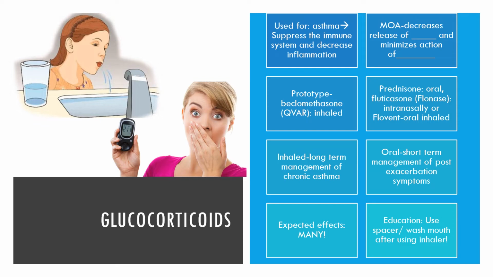So who do we use them on? Asthma will suppress the immune system and decrease inflammation. The mechanism of action is it prevents the release of leukotrienes, prostaglandins, histamines, and it minimizes white blood cells and leukocytes and eosinophils, so it helps to decrease edema in the airways. Your basic side effects, oral candidiasis.